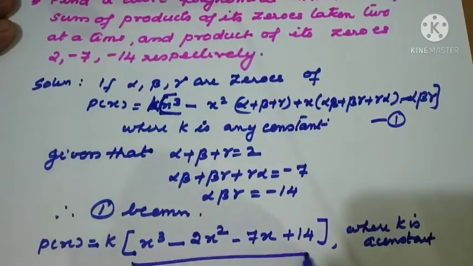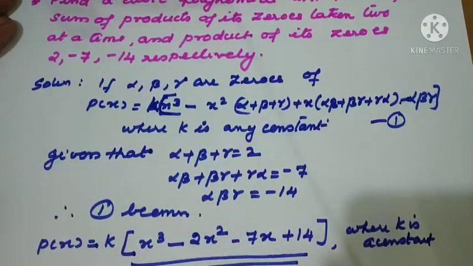So the required polynomial is x cube minus 2x square minus 7x plus 14.